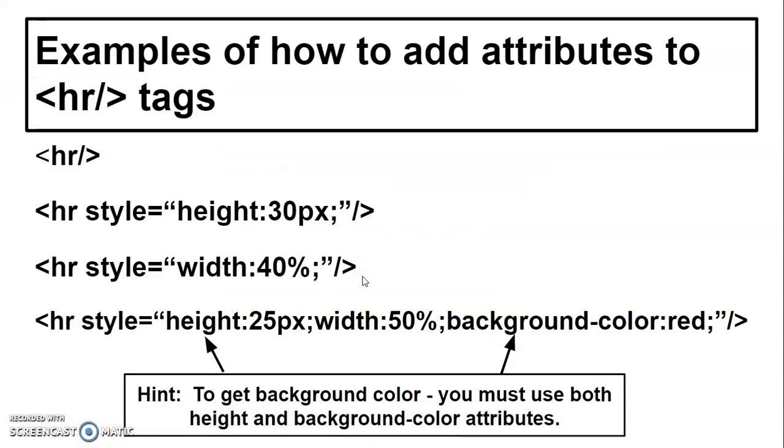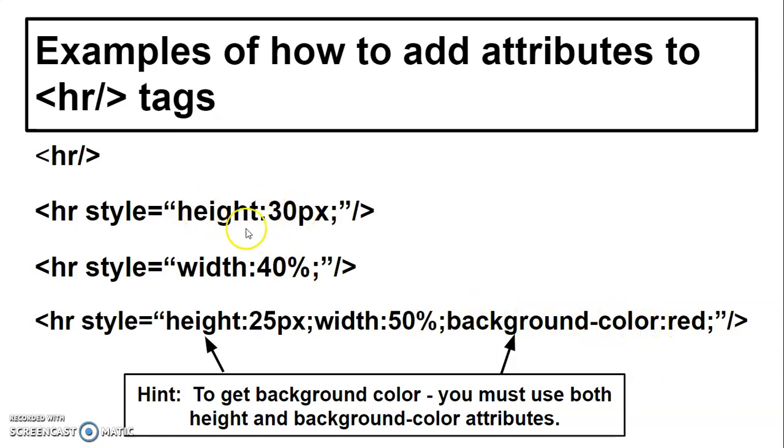All right, let's go to the next one. Now, I don't want you to type this yet. I want you to look at it. Every time you have a tag, or most tags, you can add what's called an attribute. And an attribute for a horizontal rule or a horizontal line would be height, width, or background color. Those are attributes. Then after that, you give it a value.